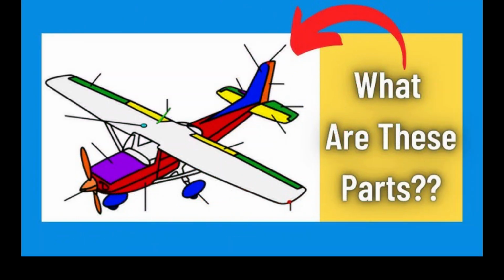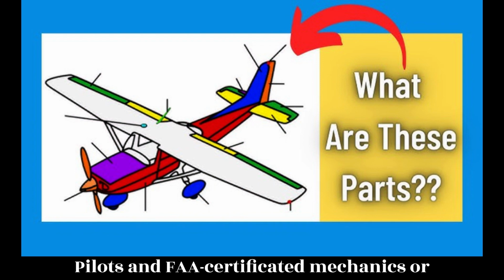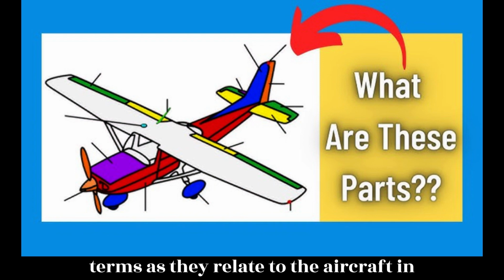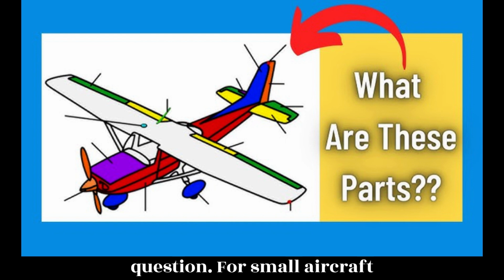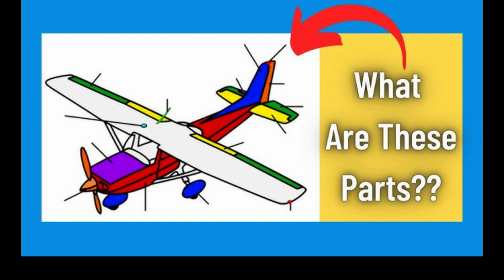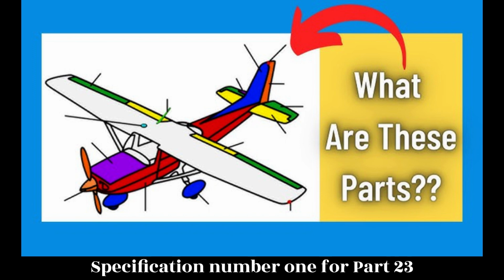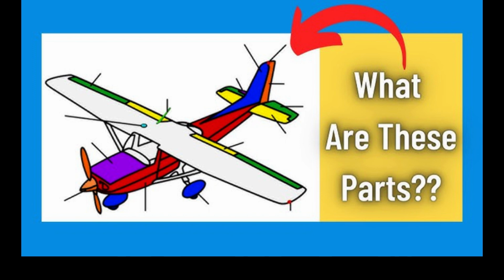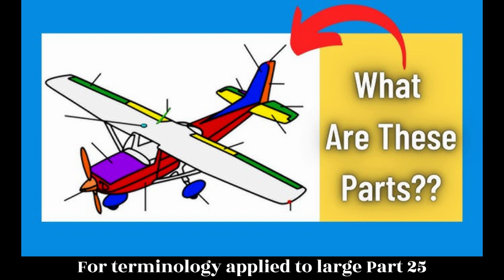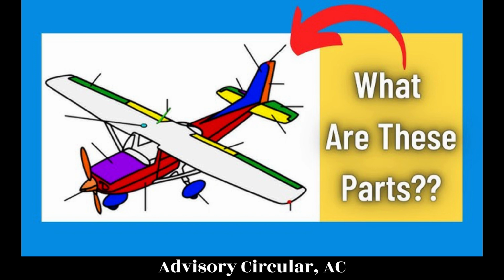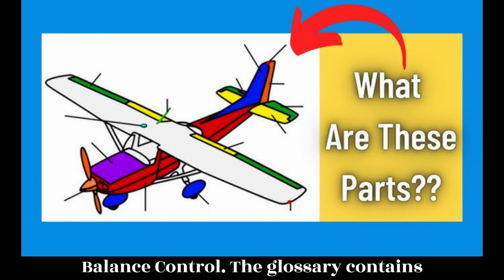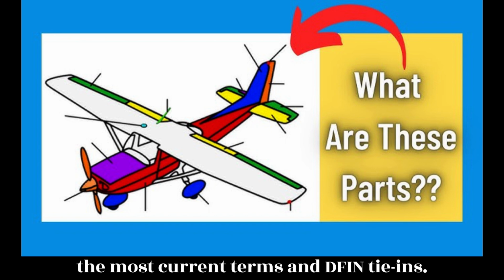Terminology. Pilots and FAA-certificated mechanics or repairmen must ensure they understand the terms as they relate to the aircraft in question. For small aircraft terminology, use the information found in sources associated with Civil Air Regulation, CAR 3 certification or General Aviation Manufacturers Association, GAMA, Specification number 1 for Part 23 aircraft or Part 27 for rotorcraft. For terminology applied to large Part 25 aircraft, information can be found in Advisory Circular, AC 120-27, Aircraft Weight and Balance Control. The glossary contains the most current terms and definitions.